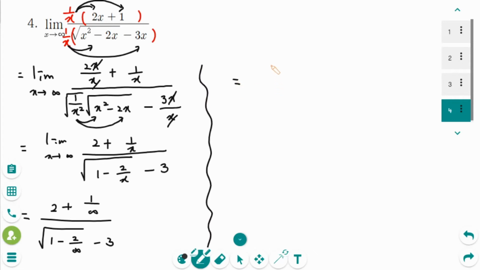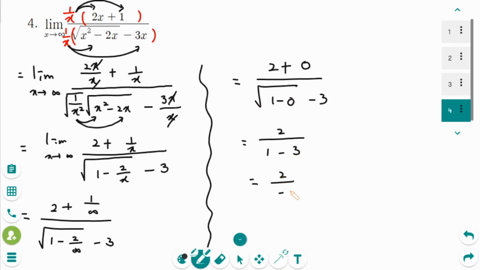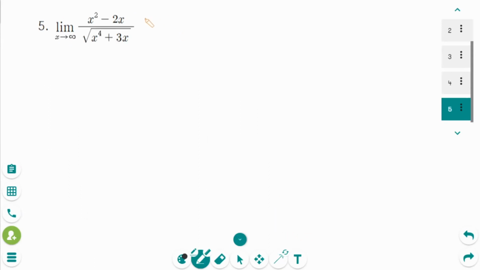The next step is 2 plus 0 over square root of 1 minus 0 minus 3. So the numerator is 2. Square root of 1 is the same as 1, minus 3. So 2 over minus 2, which is minus 1. The answer is minus 1. This question used the infinity over infinity form. You can always check by putting infinity into x.